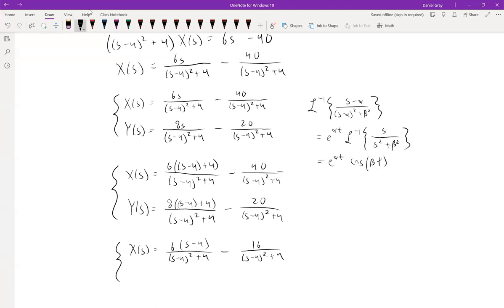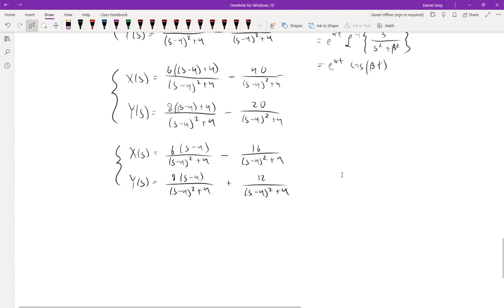My big Y of s, I'm going to do the same thing. So this is going to be an 8 times (s minus 4) over (s minus 4) squared plus 4. And then now I have a 32 minus a 20, so it's going to be a plus 12 over (s minus 4) quantity squared plus 4. And then now I'm ready for step 3.